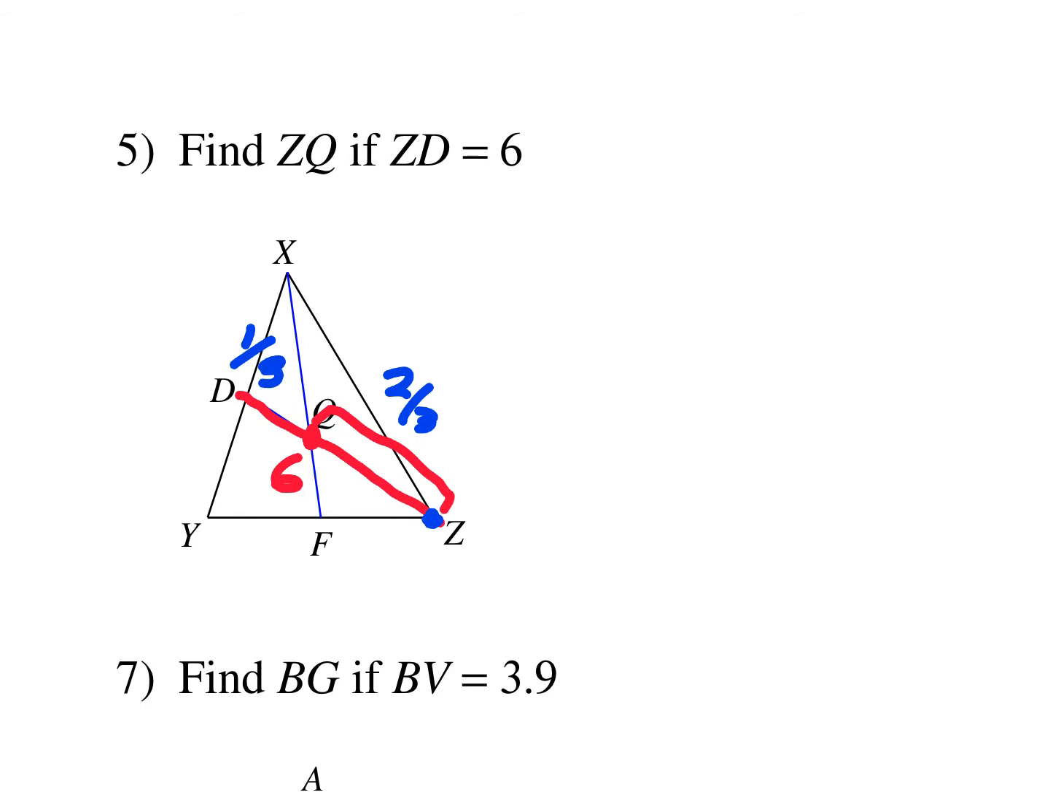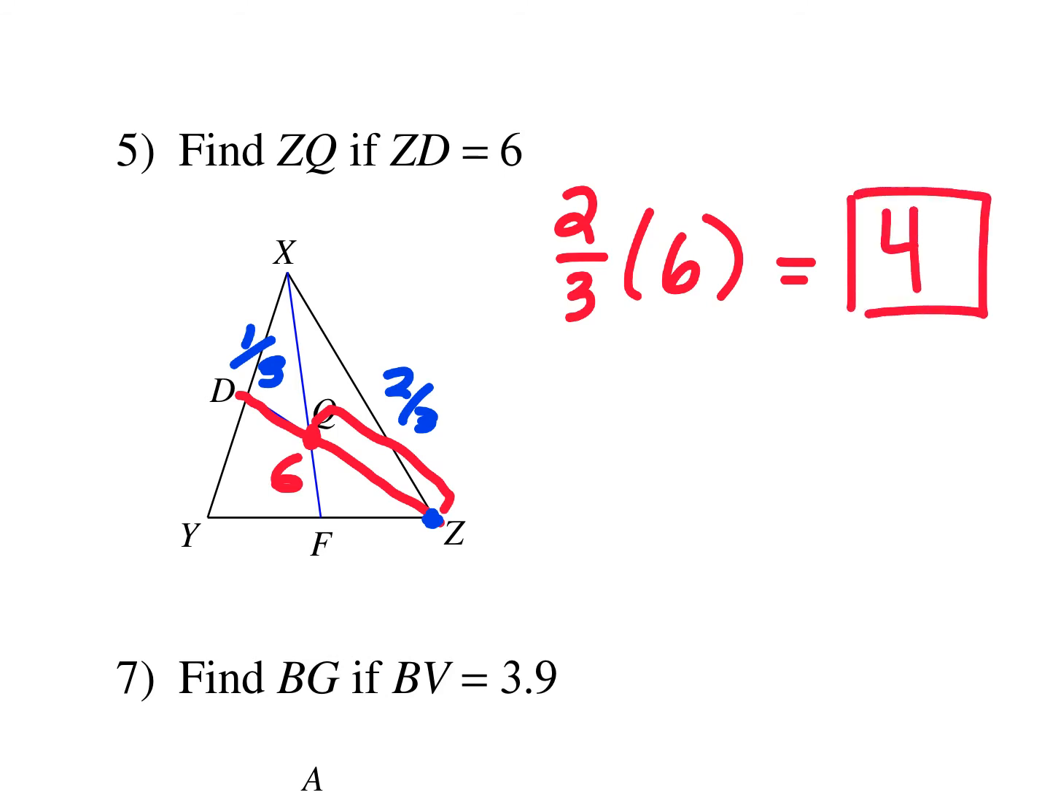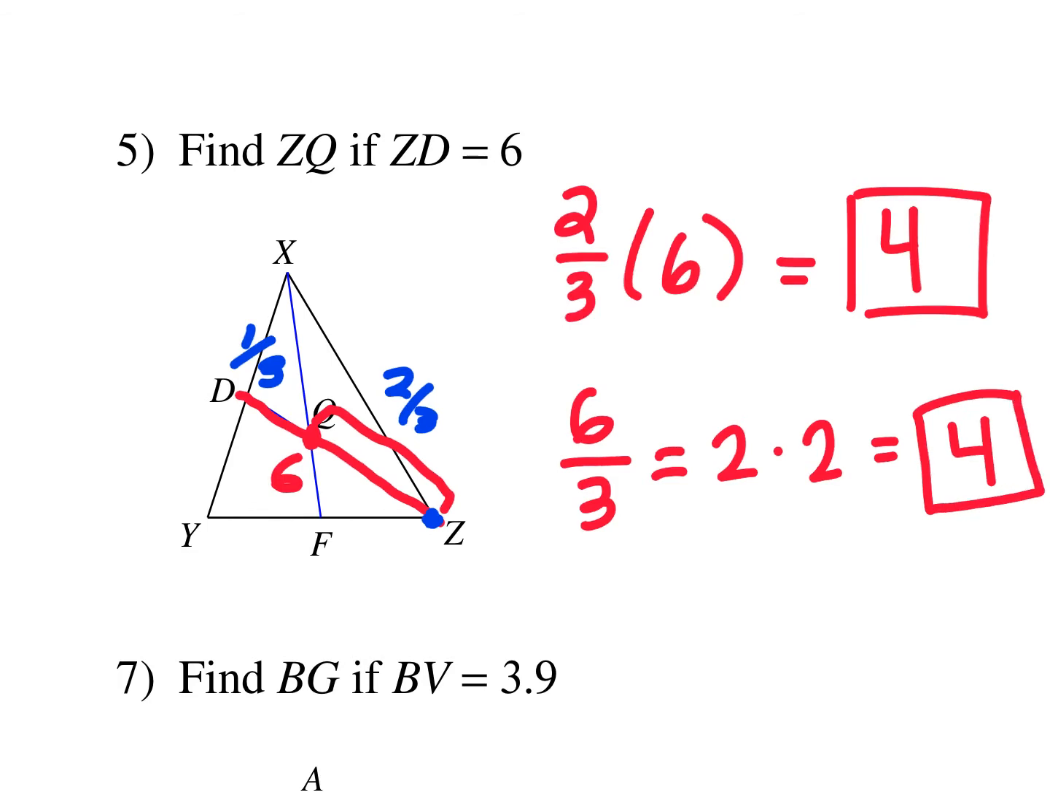So if I know that the entire thing is 6, how do I find what 2/3 of 6 is? So either you can multiply 2/3 times 6, and that will give you 4. Another way you can do it is that since I know the median is divided into 3 equal pieces, I would divide that by 3, which gives me 2. But then because it's the longer side, it's 2/3. So then I would times that by 2, which also gives me 4. So whichever way is easier for you to do.